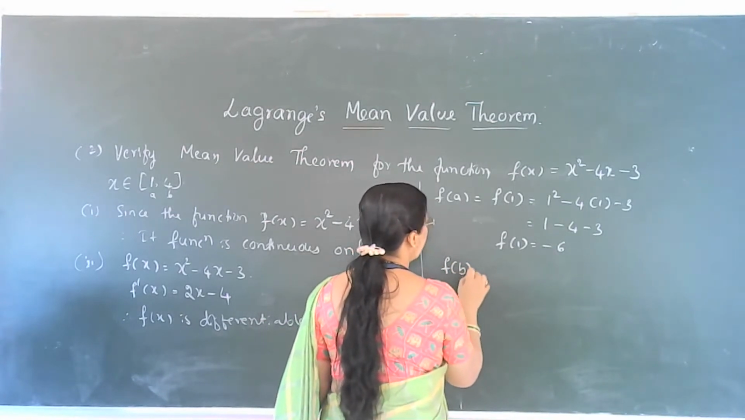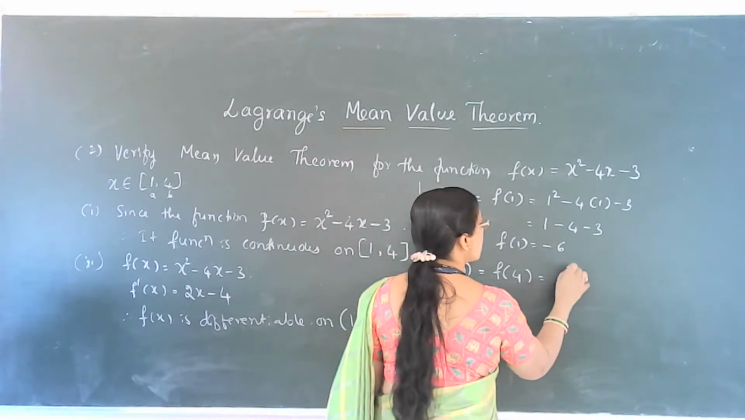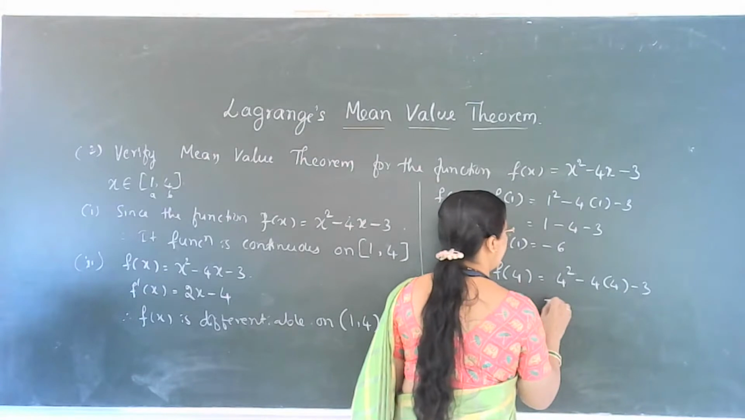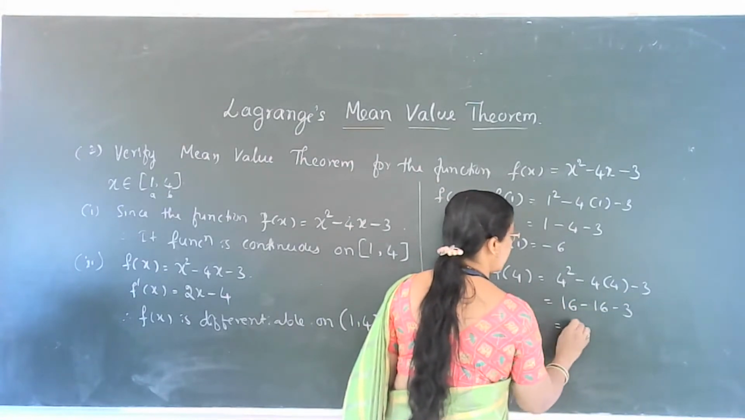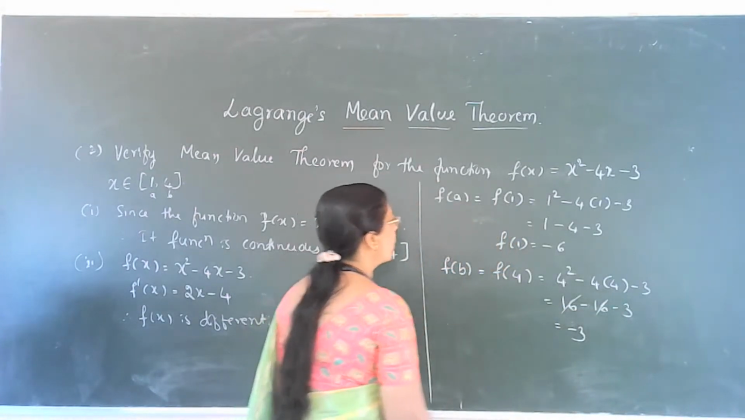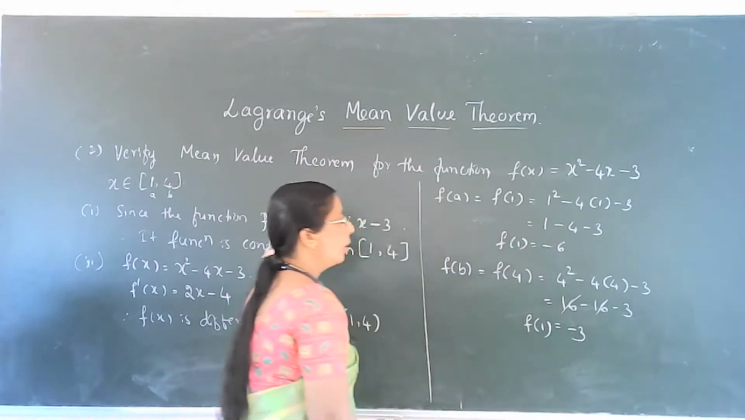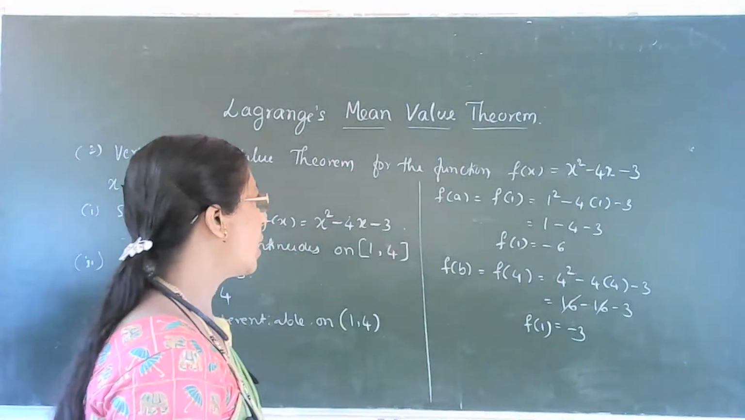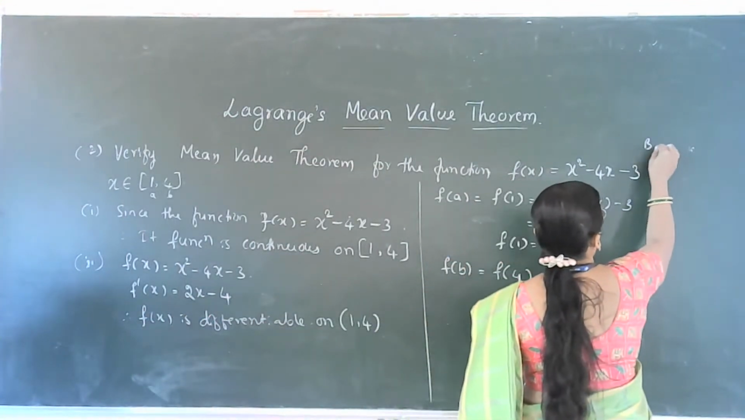Then f of b, which is equal to f of 4, is 4 square minus 4 into 4 minus 3, which is equal to 16 minus 16 minus 3, which is equal to minus 3. Yes, the answer is minus 3. Then by the mean value theorem, it is derivable.